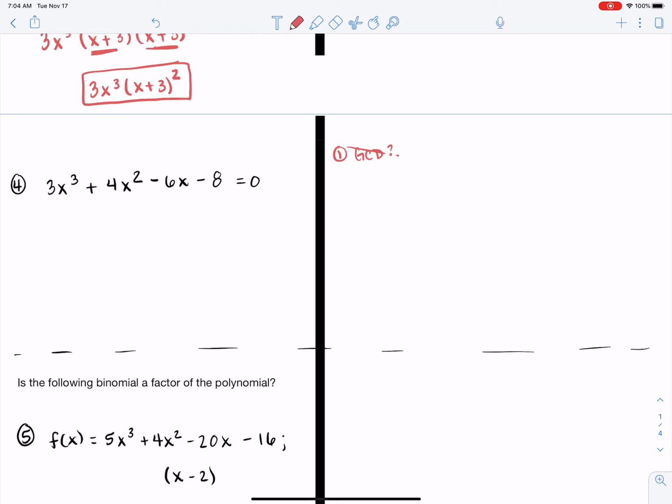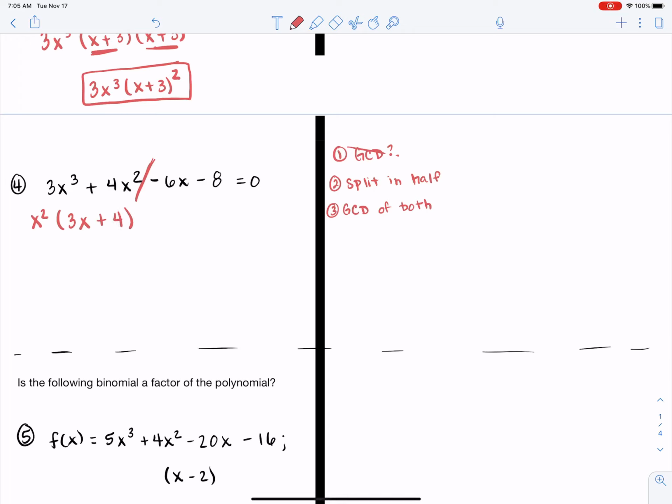Now I notice that I have 4 terms, so I'm going to start factor by grouping. So I'm going to split them in half. So I have 3x cubed plus 4x squared, negative 6x minus 8. We're going to find the GCD of both. So 3x cubed and 4x squared. 3 and 4 are not divisible by anything that's the same, but they both have an x squared, so I can divide that out. 3x cubed divided by x squared is 3x. 4x squared divided by x squared is a positive 4.